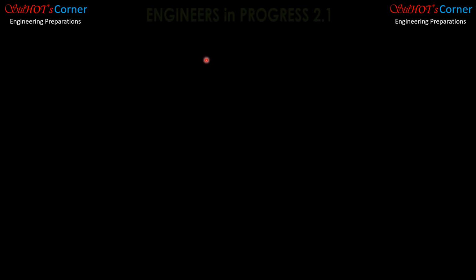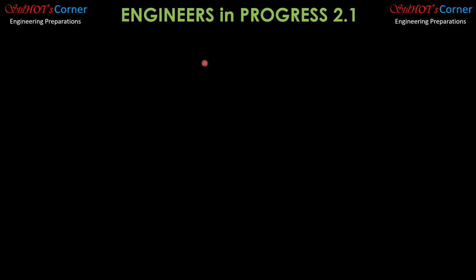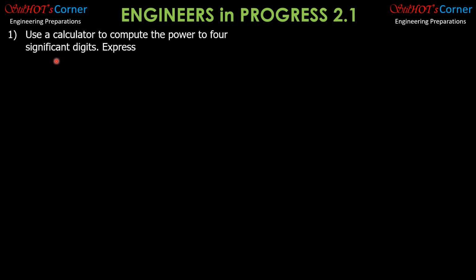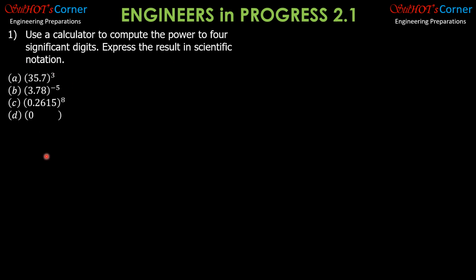So here is Engineers in Progress 2.1. Problem 1, use a calculator to compute the power to 4 significant digits. Express the result in scientific notation. So here are the problems, and you also have your parts E and F.